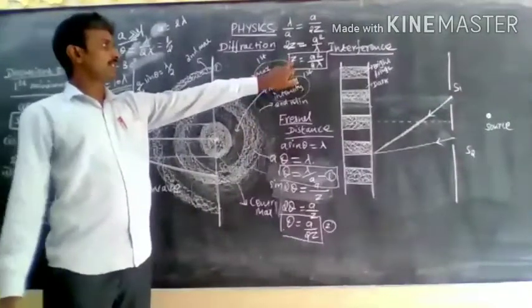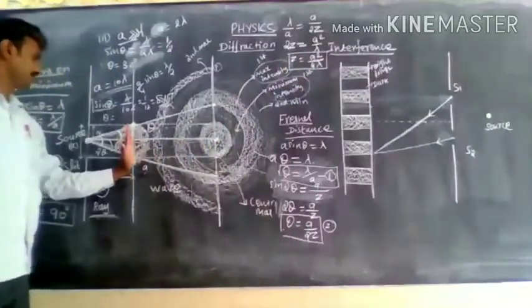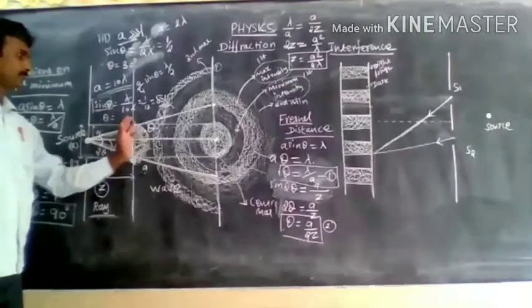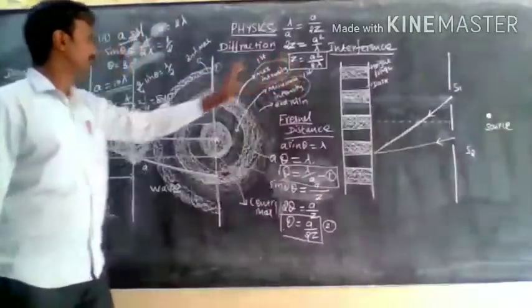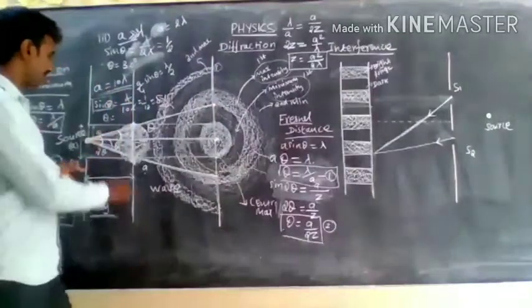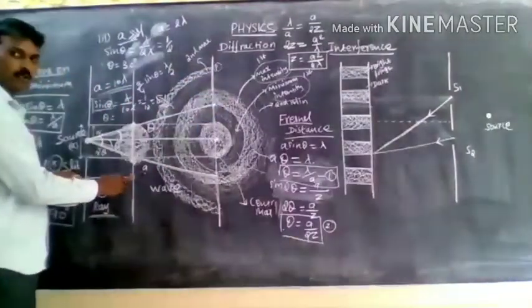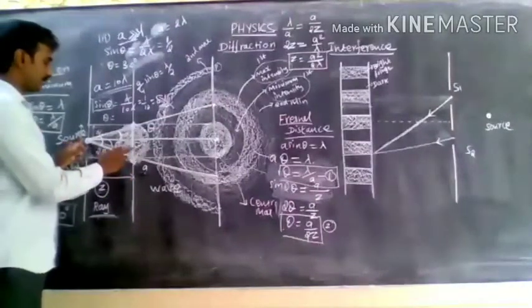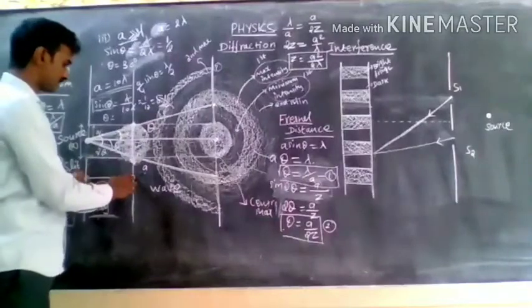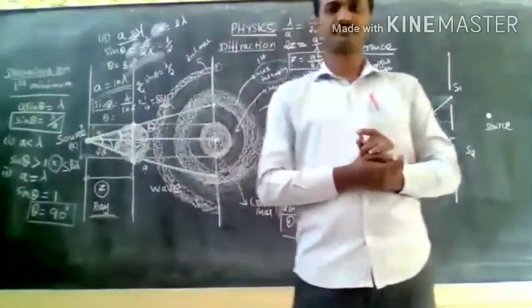So Z equal to a squared by 2 lambda is the condition for obtaining ray optics. Beyond this distance, we are going to get the diffraction pattern. So this is the minimum distance. It is also known as the Fresnel distance, below which the light rays obey ray optics. Beyond this distance, the light rays do not obey ray optics.